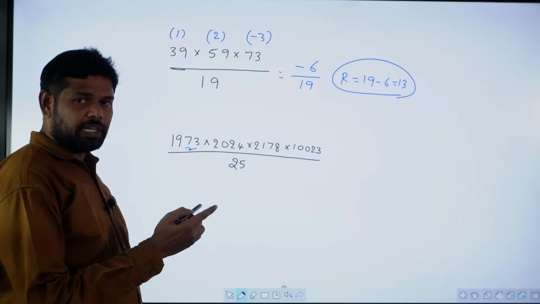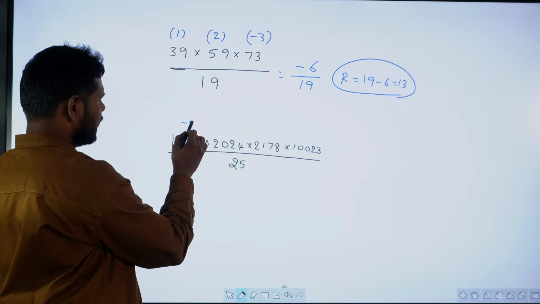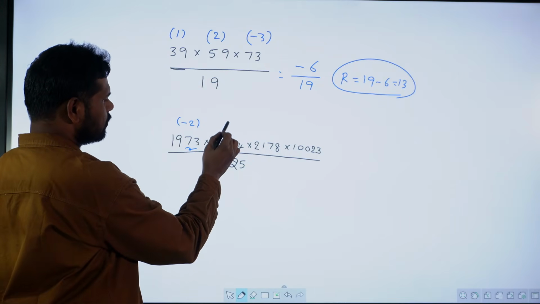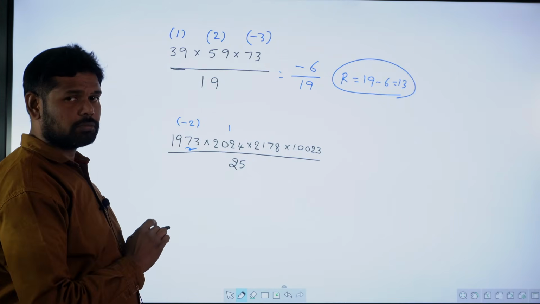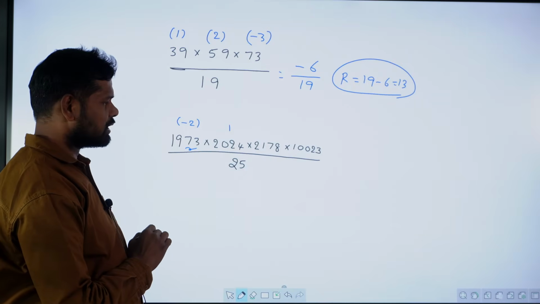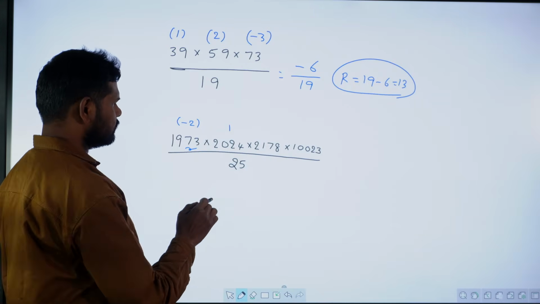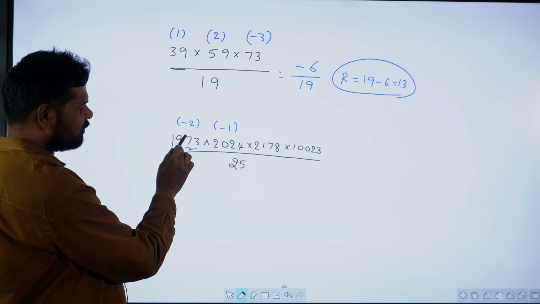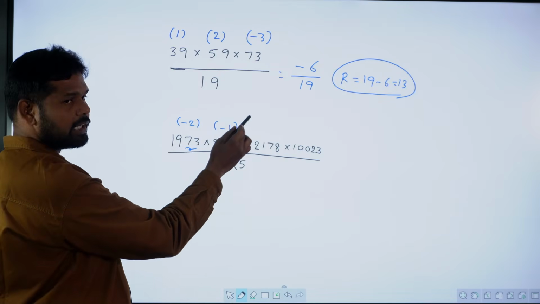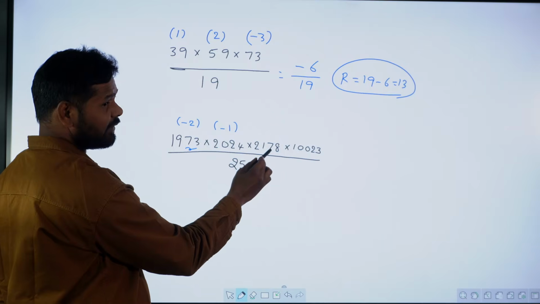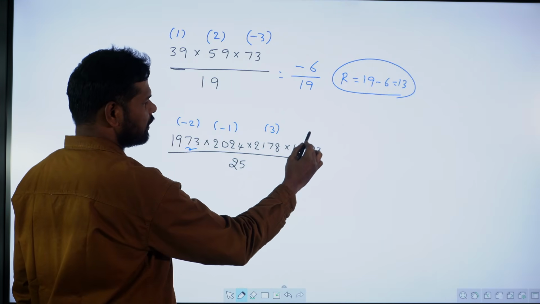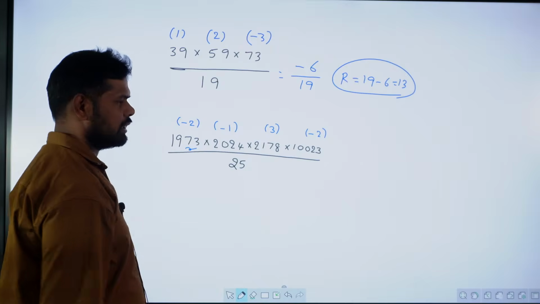25 threes are 75, so here we get minus 2. Here 25 once is 25, so plus 1. Sorry, minus 1 again, not plus 1. 25 threes are 75, minus 2. For 24, 25 once is 25, minus 1. For 1002, 25 threes are 75, here plus 3. 25 ones are 25, again minus 2. That's it.